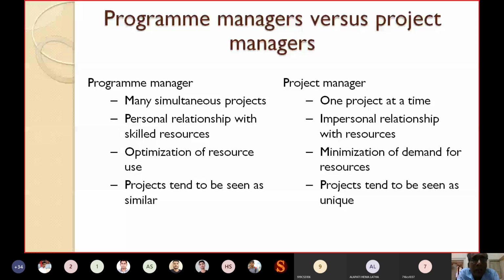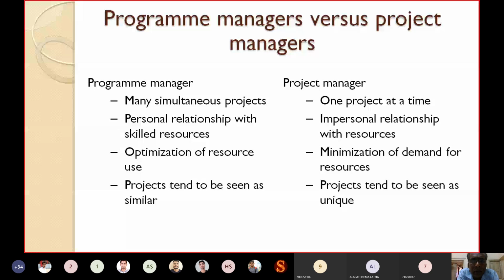But the program manager, his objective is optimization of resource use, how the resources can be effectively used. In case of project manager, he views the projects as unique. The projects tend to be seen as unique.